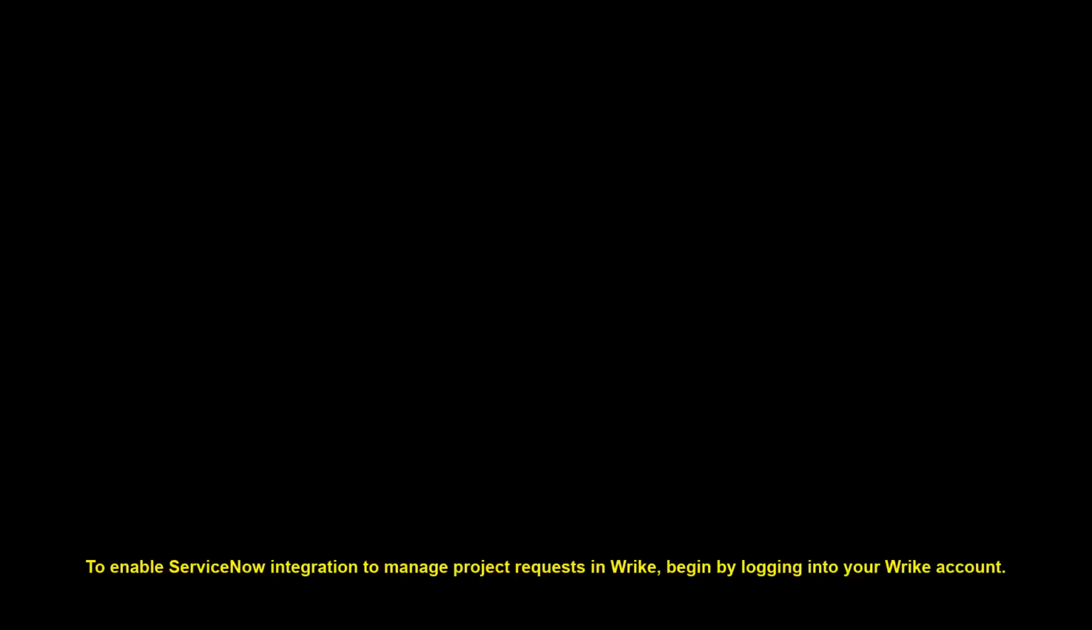To enable ServiceNow integration to manage project requests in Wrike, begin by logging into your Wrike account. Navigate to the Workspace section in the top navigation bar. Locate the Integrations option in the left sidebar. Click on Integrations to view available options.